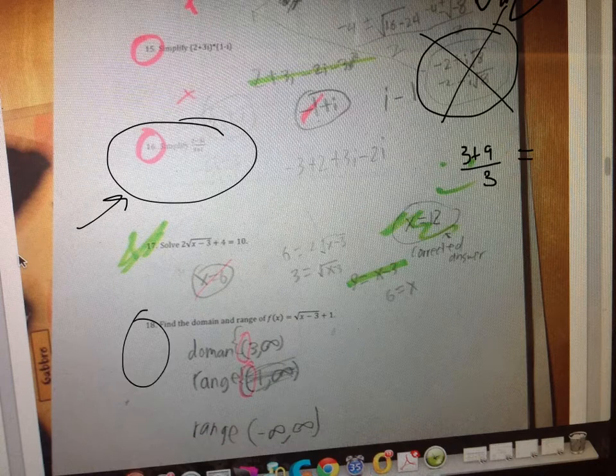And for 18, it should be from 3 to infinity, open bracket for the infinity, but closed bracket for the 3, because it can equal 3. But the range is not correct.